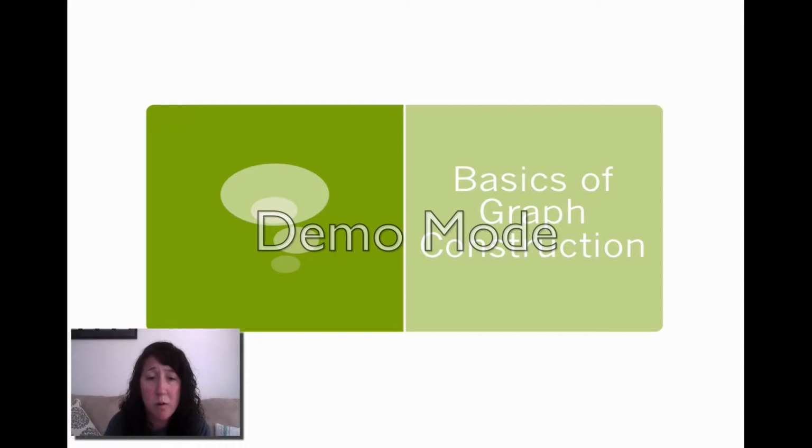So in this presentation we are going to go over the basics of constructing a graph. Now these are going to be simple graphs, and they're going to be graphs that you're going to be using throughout the school year in this class, but also in lots of other classes. You'll be using graphs in math, but graphs are prevalent all over.